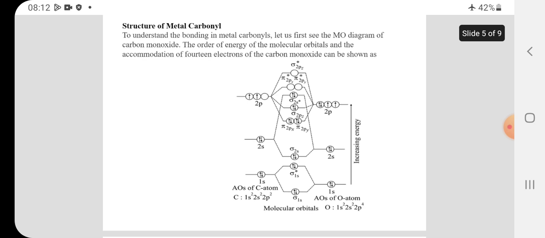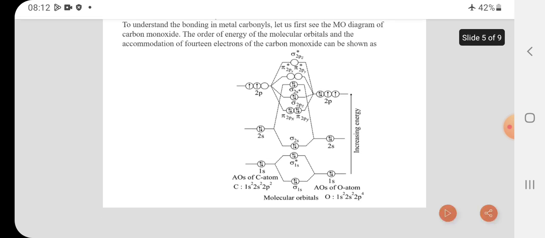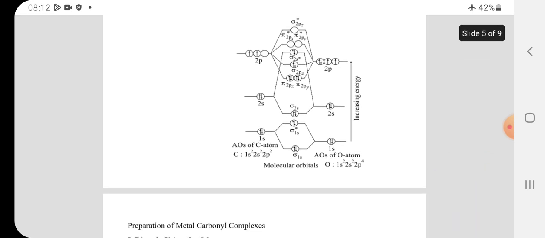Now we will see the molecular orbital diagram of metal carbonyl. In the molecular orbital diagram of carbon monoxide, carbon is present on the left side and oxygen on the right side. The carbon electronic configuration is 1s2, 2s2 and 2p2. The oxygen electronic configuration is 1s2, 2s2, 2p4.